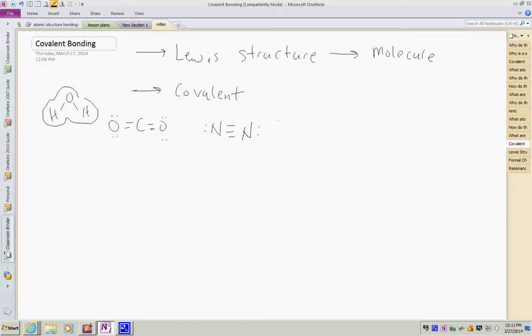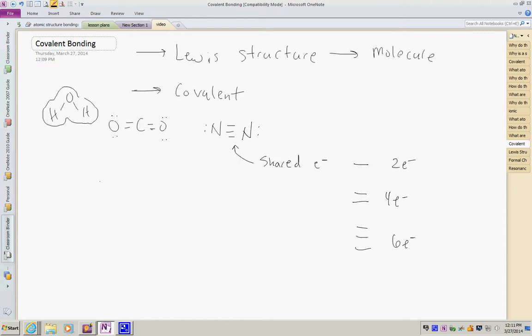These dashes stand for shared electrons. Each dash stands for 2 electrons. This stands for 4 electrons. This stands for 6 electrons that are being shared.